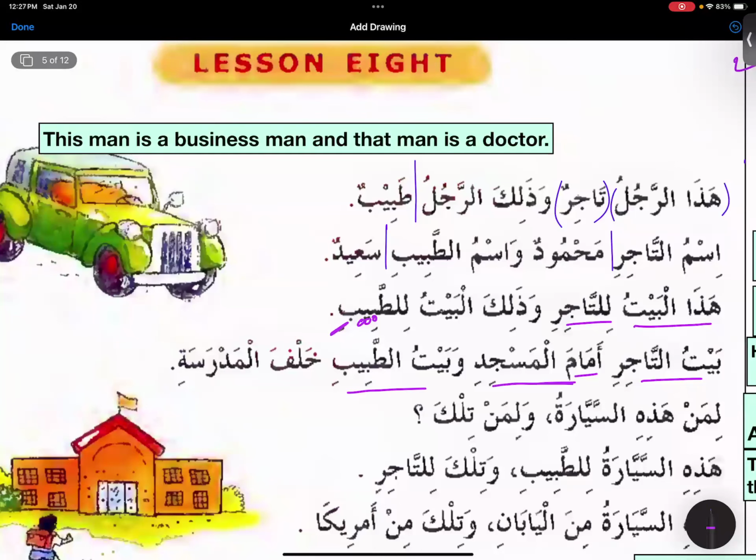So Amama is a place in front of something, right? In front of. And Khalfa is behind. That is zarf. And that's why we are going to label it as MB. MBK over here. Khalfa is behind. So again, this is zarf. Zarf makan, right?